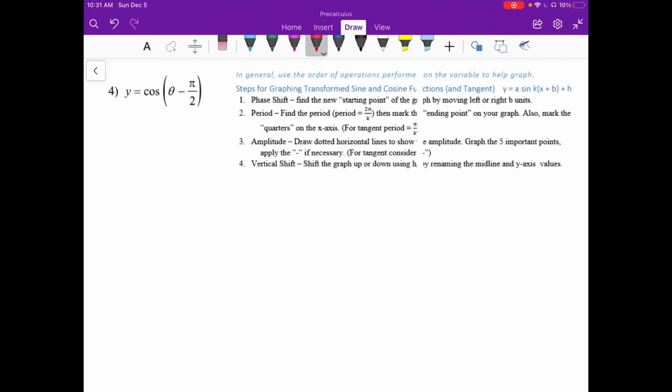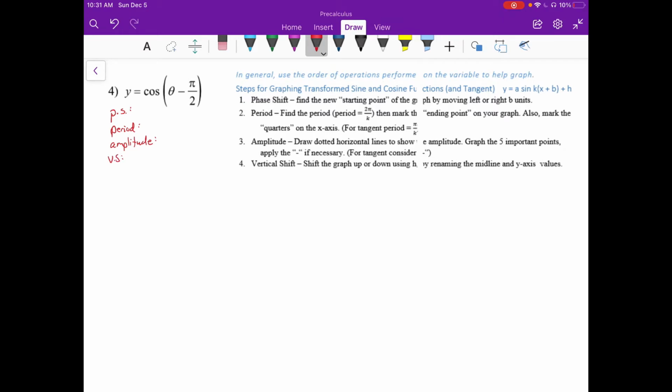In this question, we have cosine of theta minus pi over 2. So we are going to have our phase shift. I'll list everything here, the 4 different things that can change: the period, the amplitude, and the vertical shift.